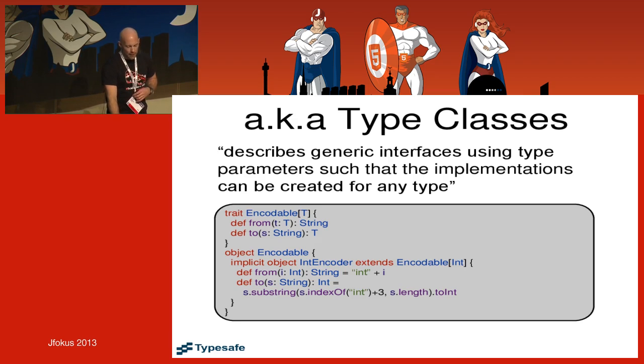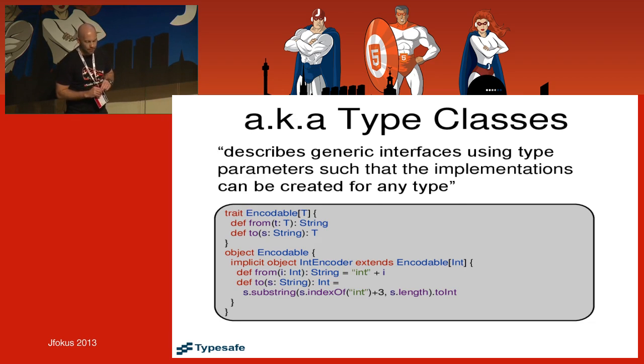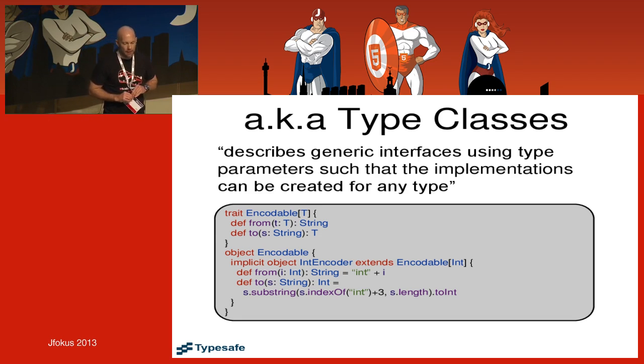Okay, let's move on to type traits or type classes, which is a concept that's sprung out of Haskell. It's basically describing a generic interface using type parameters, so the implementation can be created for any type. So here we have, again, a trait, and it's called Encodable, and it's expecting a type T. And then it's got two methods, from and to.